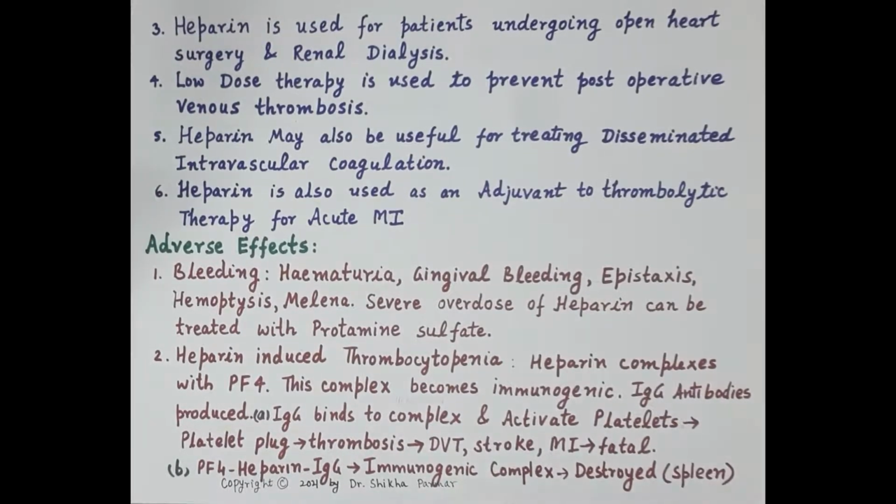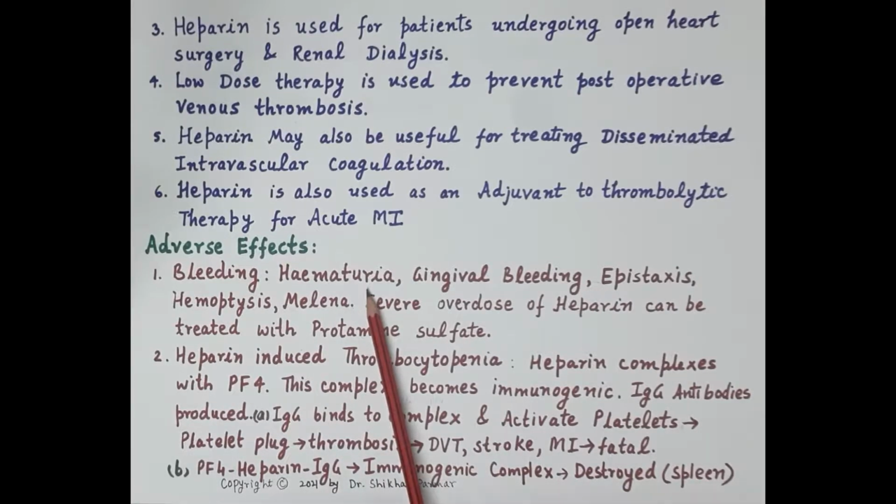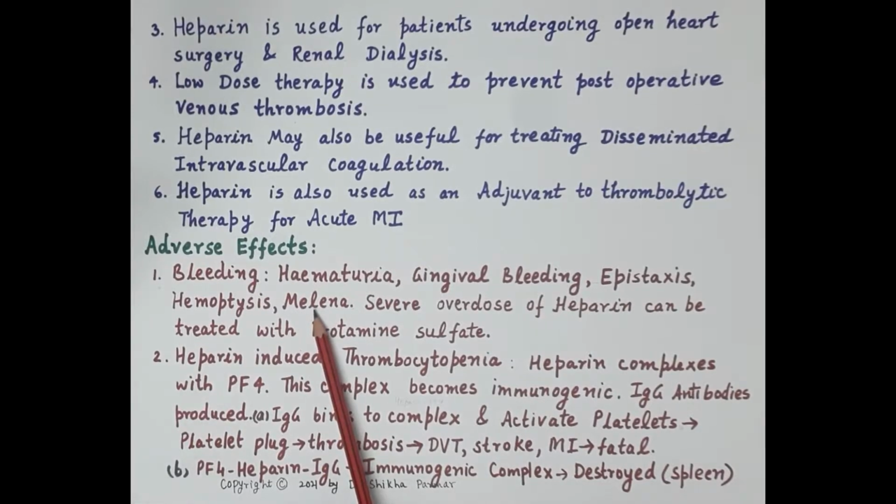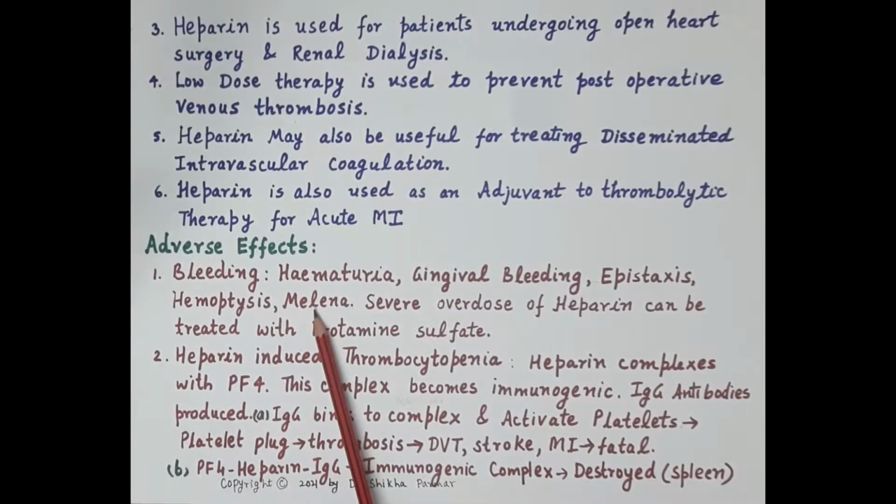Now very important, let's talk about the adverse effects of heparin. The principal adverse effect of heparin is bleeding, and this bleeding occurs in about 10% of the patients due to overdose of heparin. Bleeding is manifested as hematuria, that is blood in the urine, then gingival bleeding, epistaxis, that is bleeding from the nose, hemoptysis, melena, that is blood in the stools because of hemorrhage in the upper GIT. Severe overdose of heparin can be treated with protamine sulfate, that is a heparin antagonist.